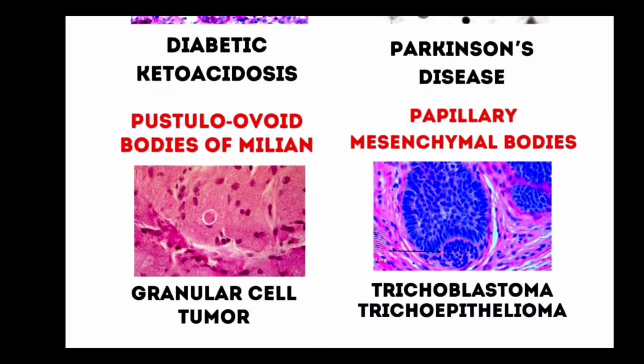Next, pustulo-ovoid bodies are seen in granulosa cell tumor. This is also an important question. Papillary mesenchymal bodies are seen in trichoblastoma and trichoepithelioma.